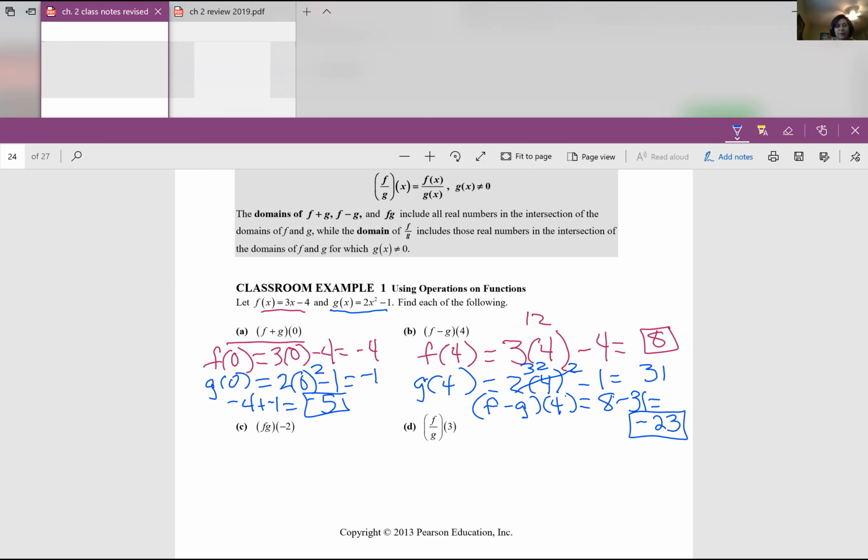So tell me what it's asking you to do on C. What operation? What does that mean when it's just f g in parentheses? Say it one more time. Multiply. Okay, I want you guys to see if you can come up with an answer on that one. We're going to take just a second to do that, and then we're getting close.